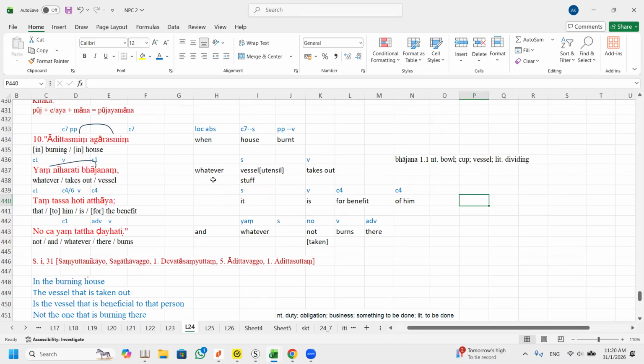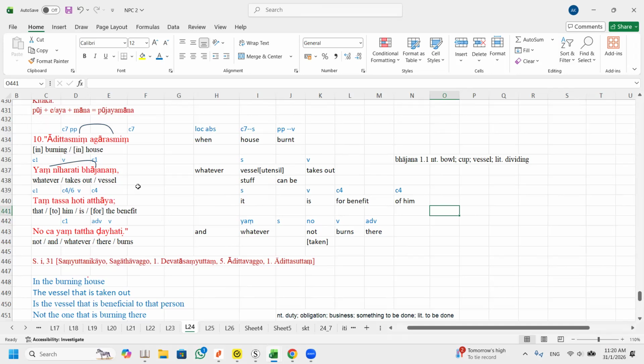Okay, in this case, perhaps you want the word can be taken out. This is the word niharati. Harati is bring, ni is to take out. Whatever things, that means when the house burns, whatever stuff. I think it's stuff rather than utensil, but here it says utensil. So you take out whatever things that you want.